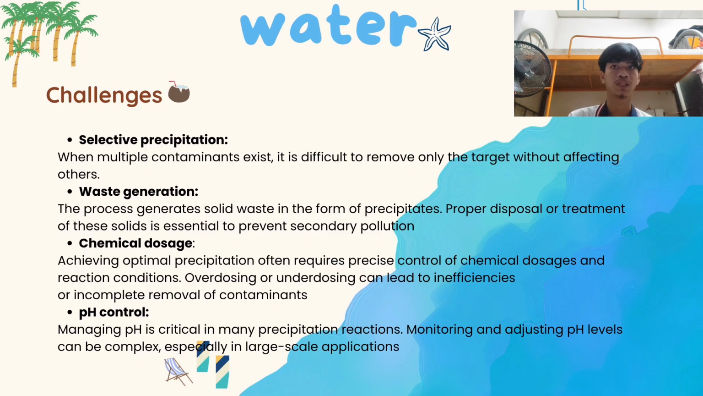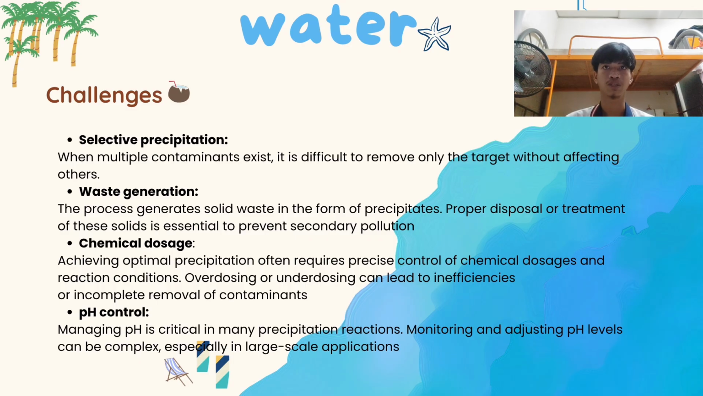Secondly, waste generation. The process generates solid waste in the form of precipitate. If we don't carefully manage it, it will become harmful to our ecosystem. Proper disposal or treatment of the solid is essential to prevent secondary pollution.